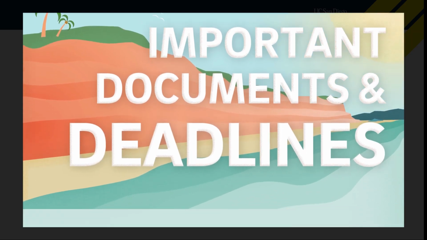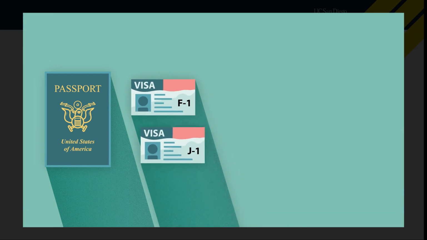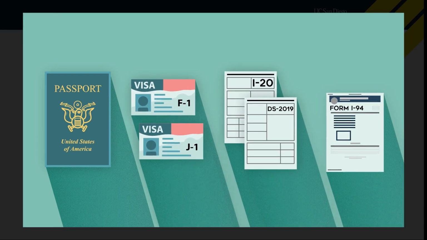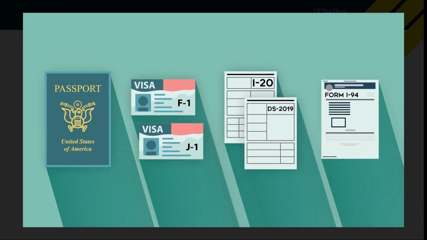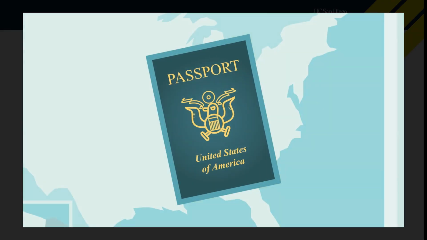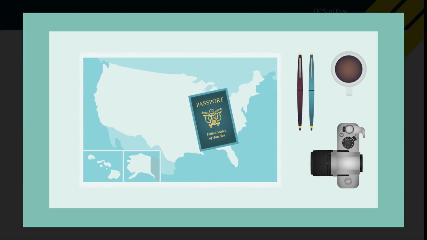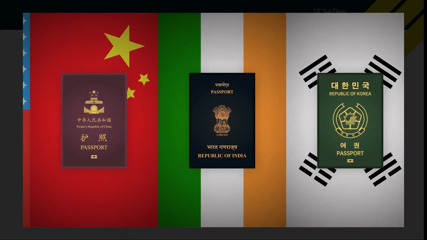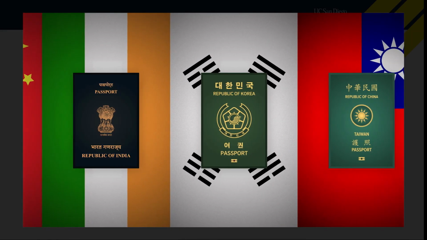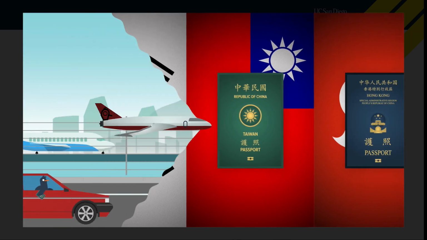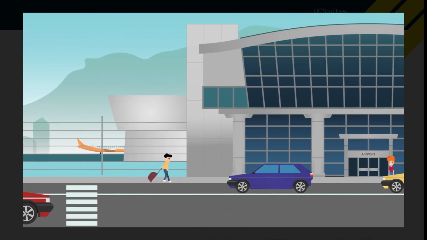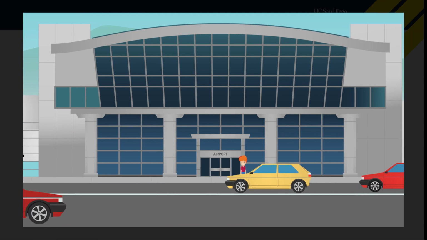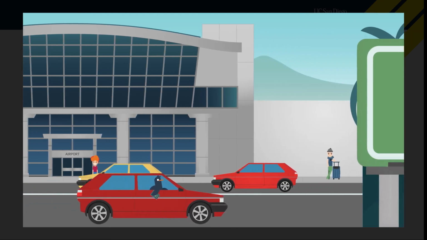As an international student, it's important to be familiar with certain immigration documents and to keep these documents safe and up to date at all times. Let's go over them now. Your passport is an important form of identification. It is usually issued by a country's government, certifying the identity and nationality of its holder for international travel. Once you enter the U.S., it is important to remember to keep it valid at all times.